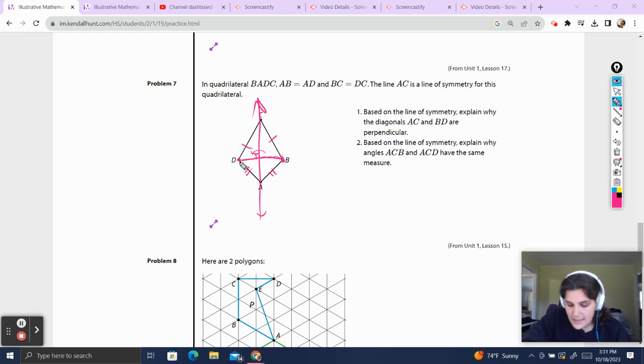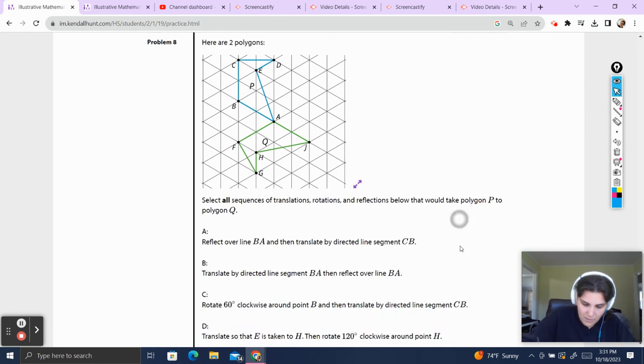2. Based on the line of symmetry, explain why angles ACB and ACD are congruent. ACB is this guy, and ACD is this guy. Well, this angle got reflected on top of this angle over the line of symmetry, which means they have to be congruent because reflections preserve angle measures. Symmetry is reflections, and so therefore these two angles have to be congruent. And we're finished.